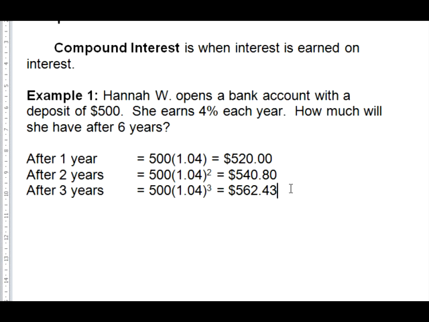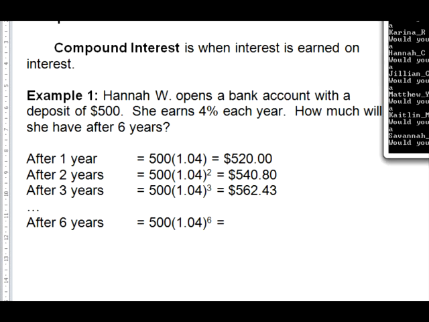Instead of doing these repeated calculations, we can go right to the final answer. Okay, so Savannah, after 6 years, what's my equation going to be? Very good. That's 500 times 1.04 to the power 6. Okay. So we just repeated the interest, which was increasing by 4%. You multiplied it 6 times. And we'll do that in the calculator.